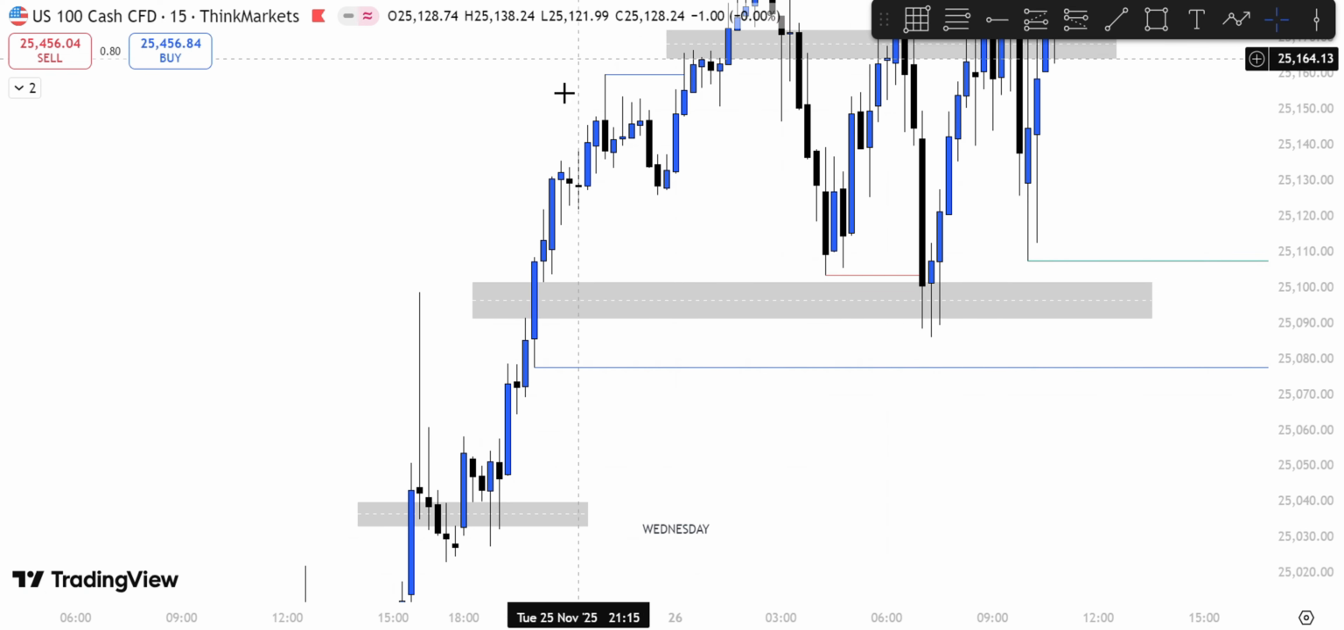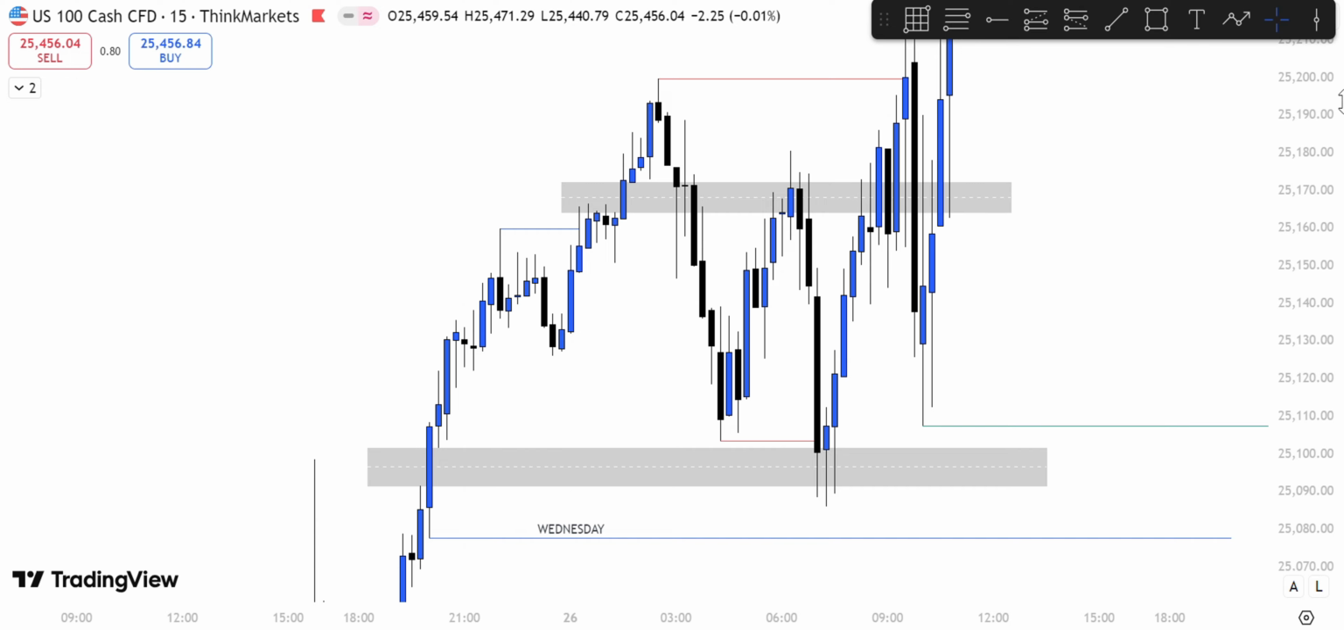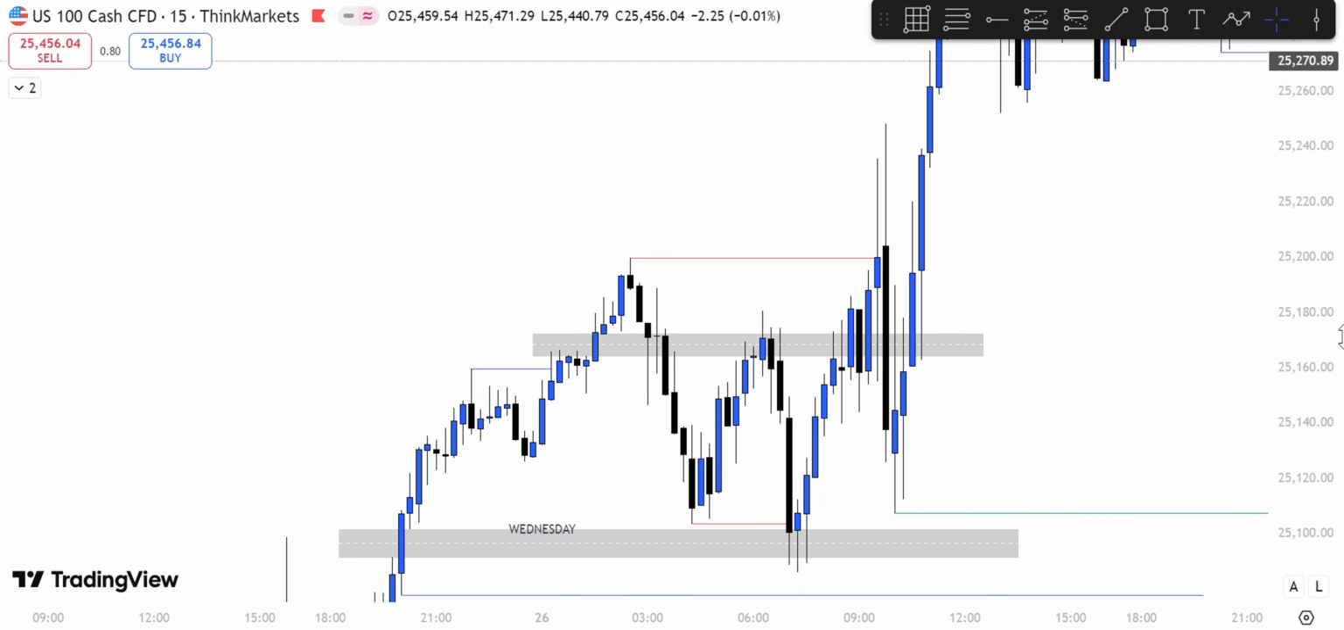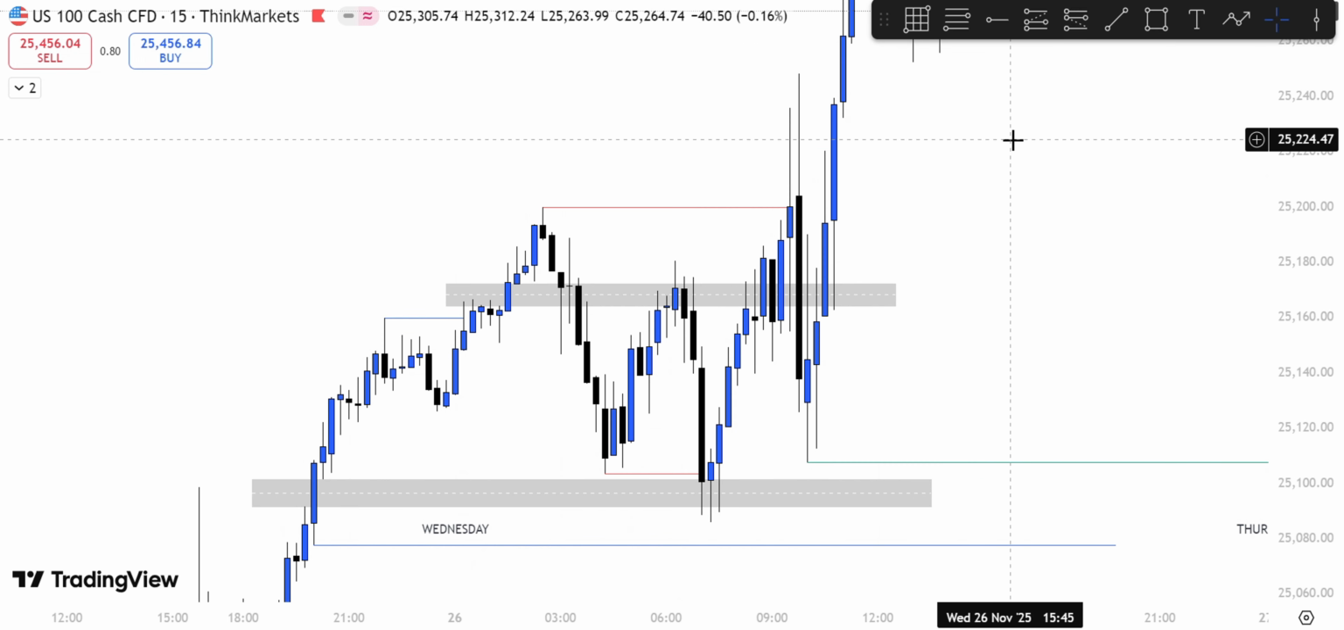Now, why is the New York session better with NQ? Because NQ is 100 US companies. So when US liquidity starts rolling in, you bet it's going to be good.